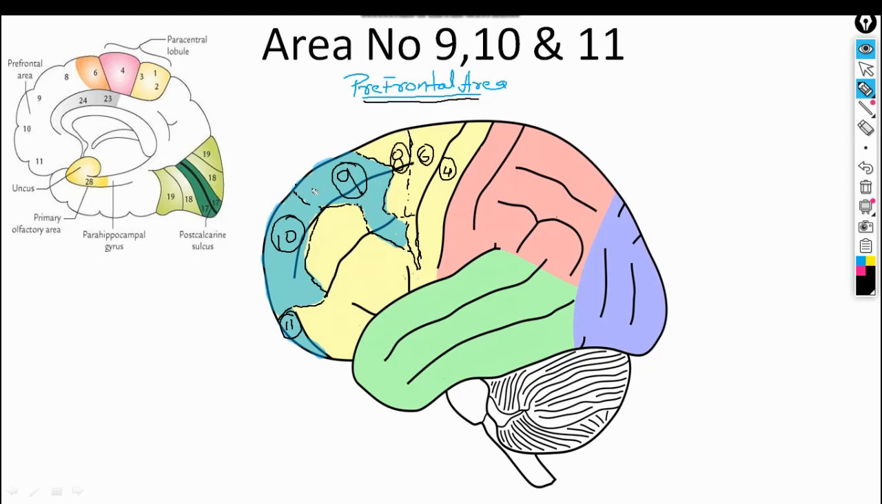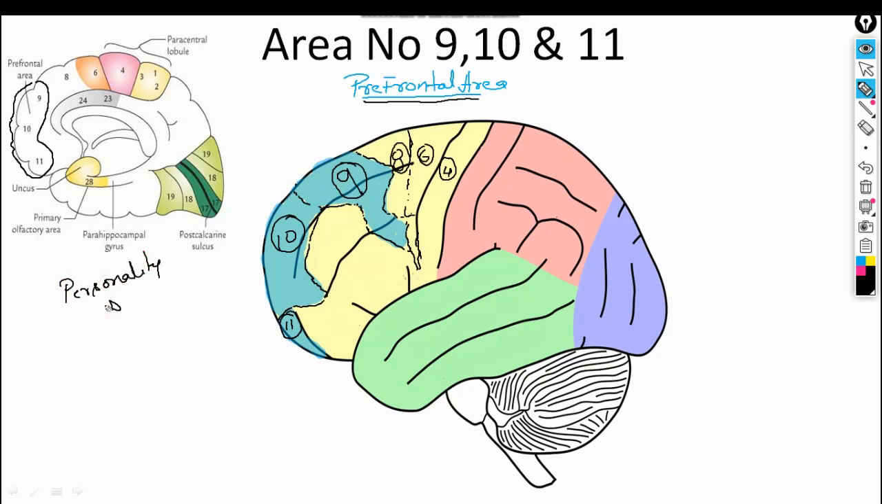So we can see this prefrontal area here, anterior to area number 8 and 6. Here we can see 9, 10, 11 on this superior lateral aspect, as well as on the medial aspect also. So this is the prefrontal area. This prefrontal area is for individual personality.